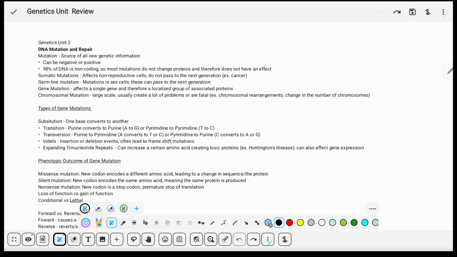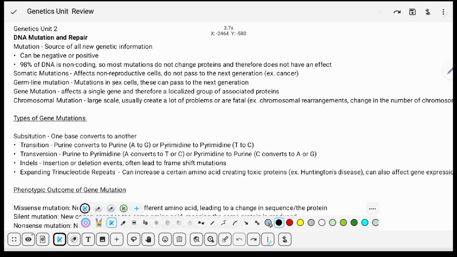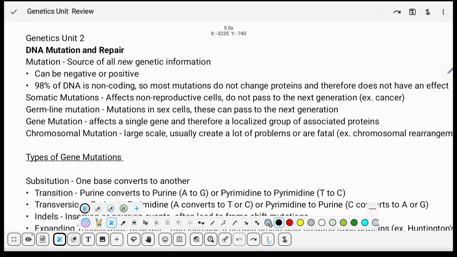So let's start right off with DNA mutation and repair. So, mutations, this is an important note, probably will be on the test. Mutations are the source of all new genetic information. So, there are no new alleles, no new phenotypes without mutations. Mutations are the only way we can get a different phenotype.